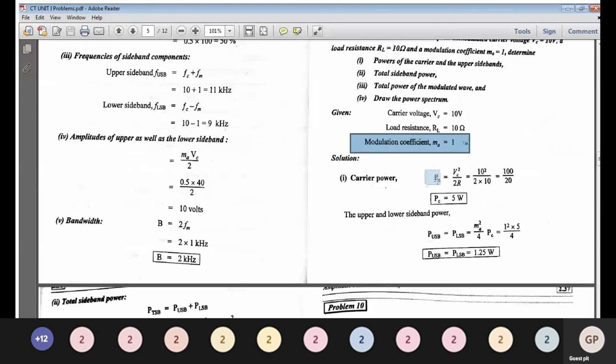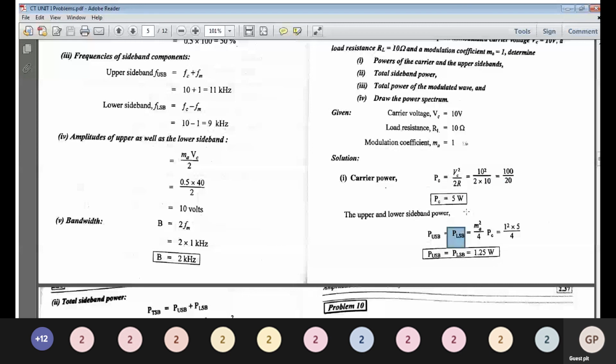First one is carrier power. Carrier power equal to Vc square by 2R. Here they have provided carrier voltage and resistance. So the power formula equal to Vc square by 2R. Vc square, R value equal to 10 ohm substituted here. The PC is calculated.